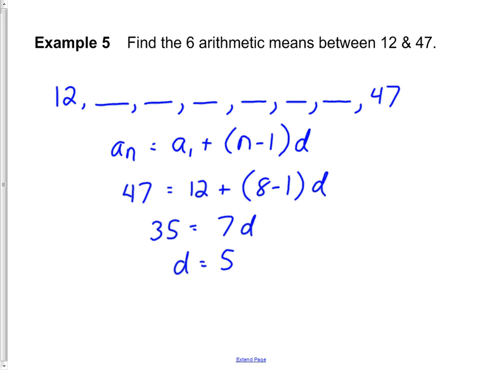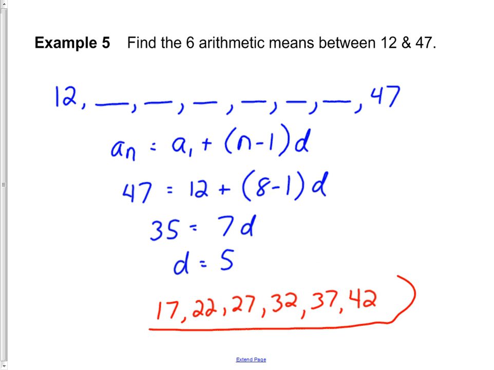So now that I got the distance in between, I should be able to go through and find each one. 12 plus 5 would be 17. Plus another 5 would be 22. Then 27, then 32, then 37, and then 42, and then the next one would be 47. So we call those the 6 arithmetic means between 12 and 47.